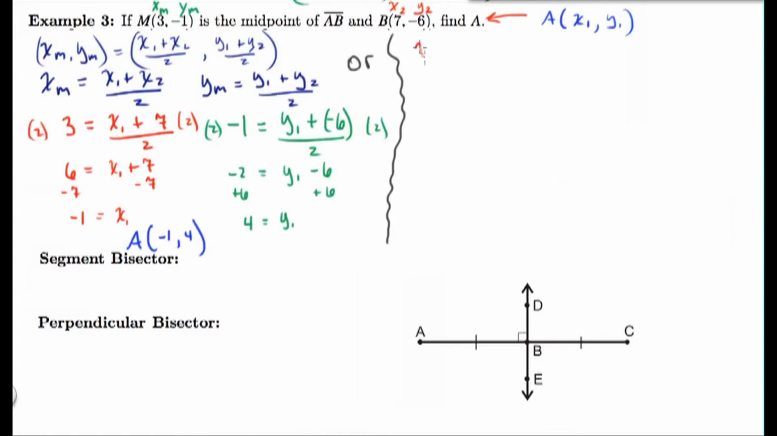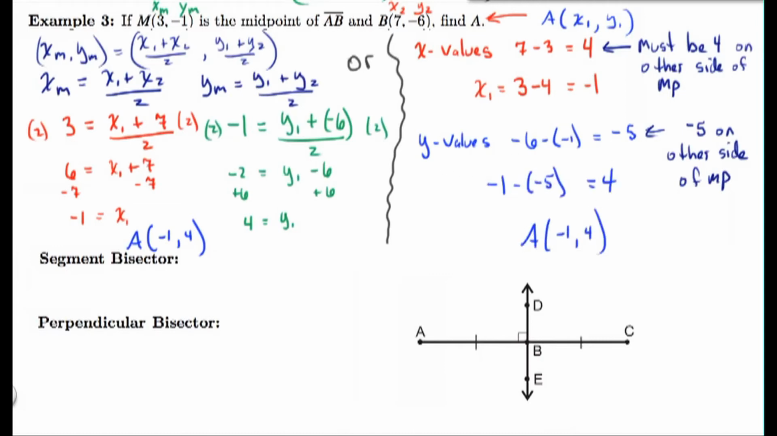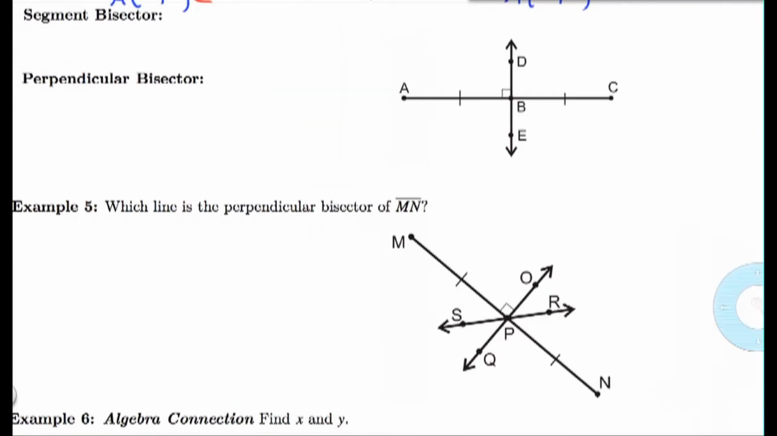Or the other way we could do this is find the distance between the midpoint and point B for the x values. So the midpoint is at 3 and the x value of B is at 7. So that means that the other point A must be 4 units on the other side. So that would be 3 minus 4 would be -1. For the y values, I could say -6 minus a -1 is -5. And then -1 minus a -5 is 4. So again, we get the same point, -1, 4. Either way works.